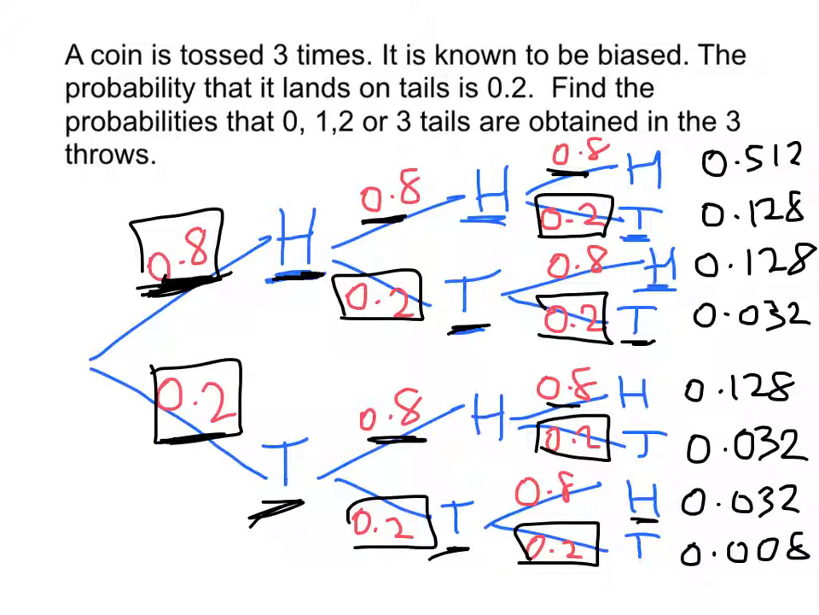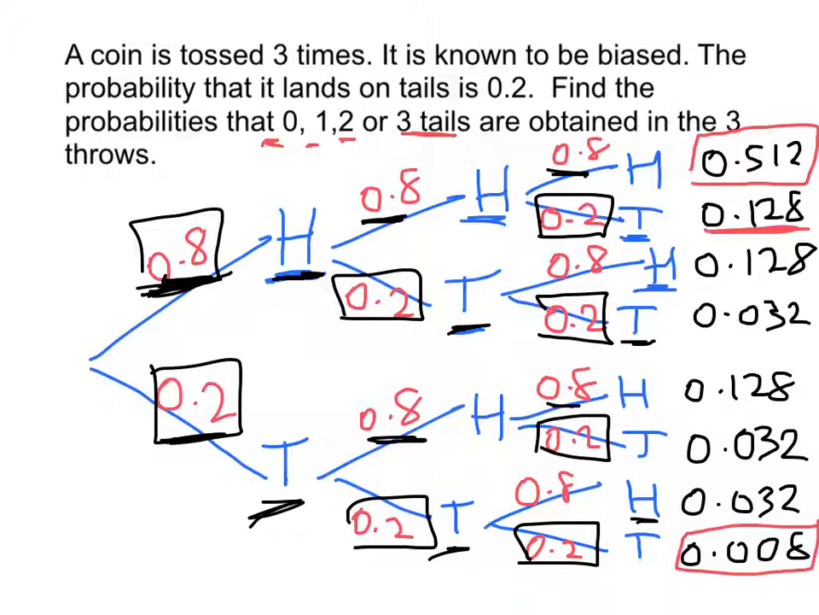Okay, so what this hasn't done yet is figured out the answer to the question. So the probability that we've got 0, 1, 2 or 3 tails, what we need to do now is to add up the relevant outcomes. So figuring out the probability of 0 tails is easy. It's just that one, 0.512. The probability of 3 tails is also easy. It's that one there, 0.008. For the in-between ones, so 1 tail, we're going to have to add up this one.